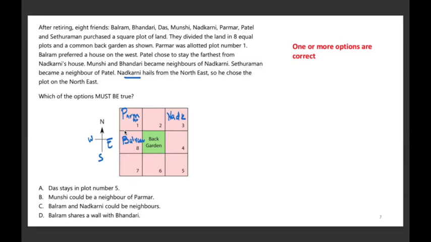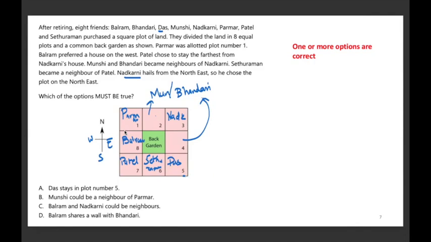Patel chose to stay the farthest from Nadkarni. Nadkarni's farthest point is here, so this will be Patel. Munshi and Bhandari became neighbors of Nadkarni, so here it can be either 2 or 4. So this can be Munshi or Bhandari, and the same is the case with 4. Sethuraman became neighbor of Patel, so Sethuraman will be here. The last person missing is Das. Das's plot will be this, which is logical because plot number 5 is missing here.